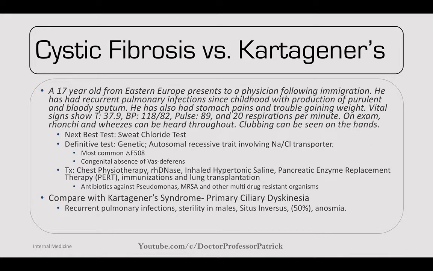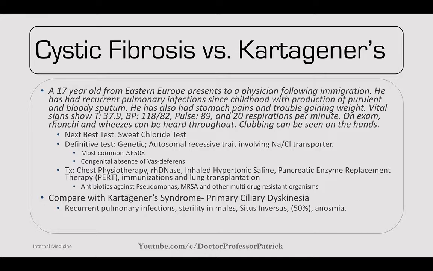Moving into cystic fibrosis and Kartagener's syndrome. So these are going to be usually younger men or women from usually a European country presenting to the physician following immigration. He has had a recurrent pulmonary infection since childhood with production of purulent and bloody sputum. He's also had stomach pains and trouble gaining weight. Vital signs show a temperature of 37.9, BP of 118/82, pulse of 84, and respirations of 20. On exam, there are rhonchi and wheezes, and there is clubbing seen on the hands.